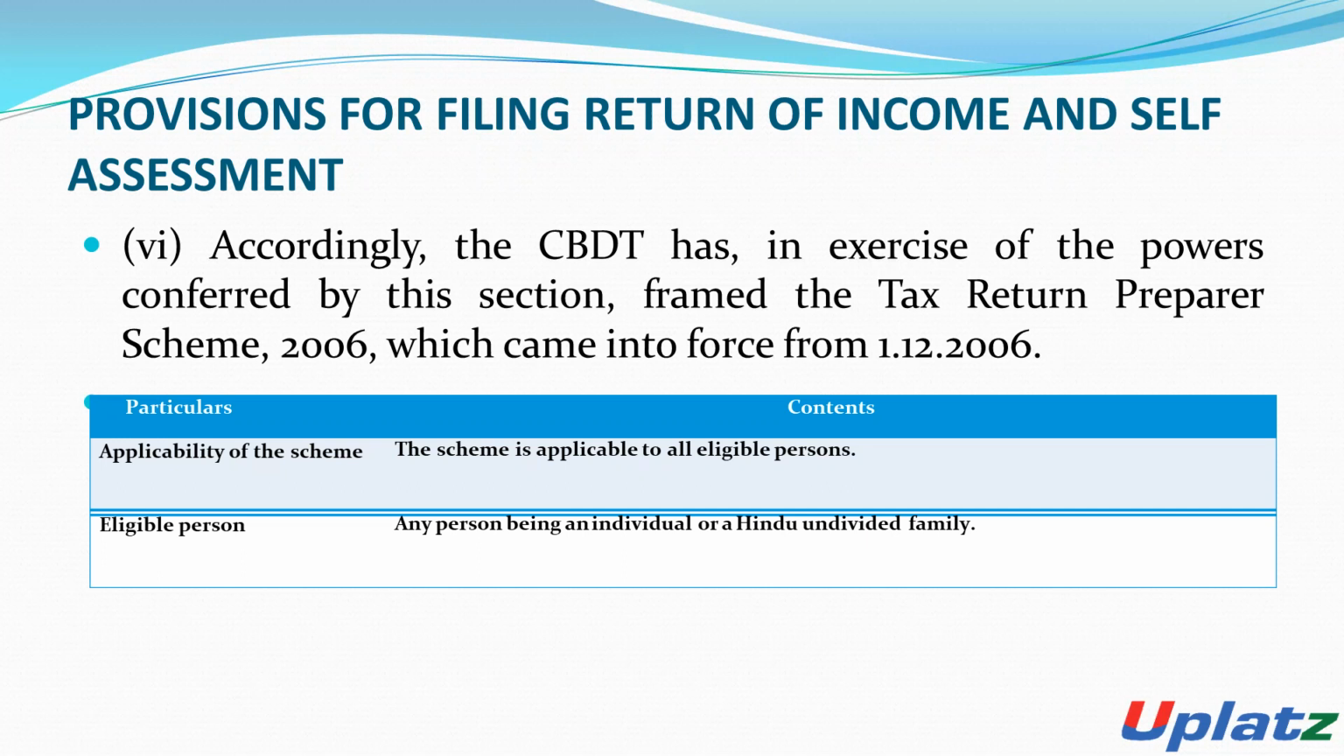Number two, who is the eligible person? Eligible person means an individual or an actual.